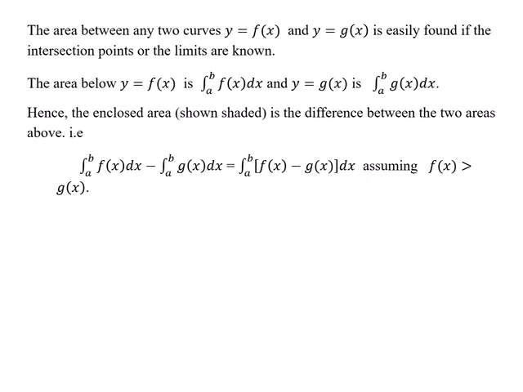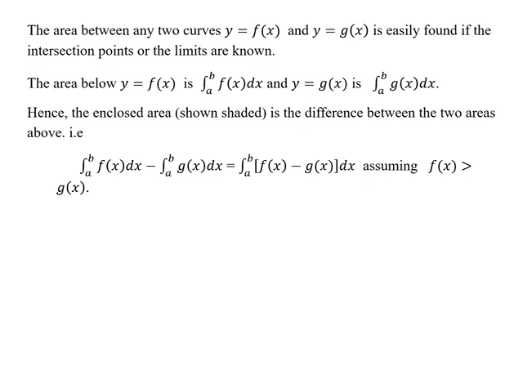The area between any two curves y equal to f of x and y equal to g of x is easily found if the intersection points or the limits are known. So you can easily find it if you get the intersection points or the limits. At times, if the values are given and you are able to get the point of intersection, and you get the limits, the intervals, then you see the one that is above and the one that is below.